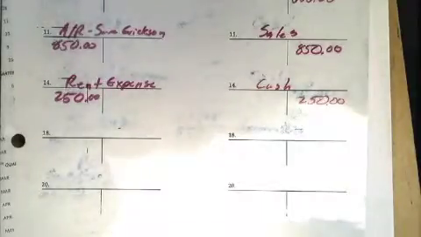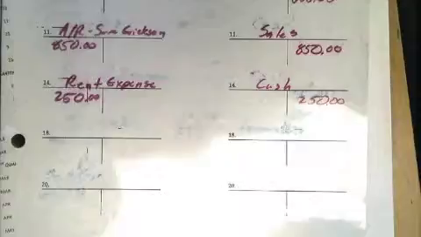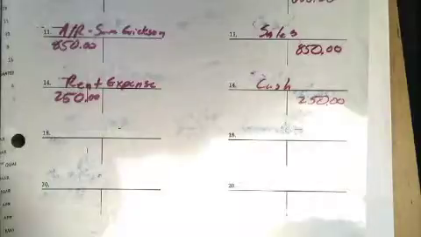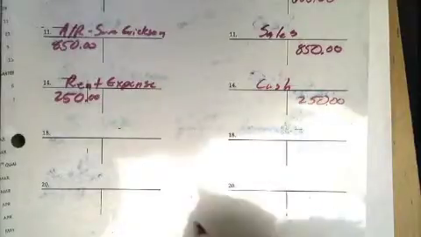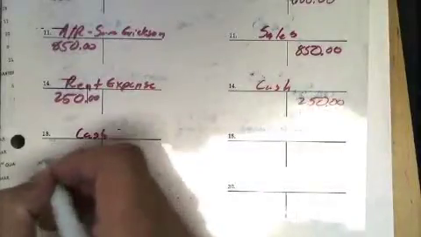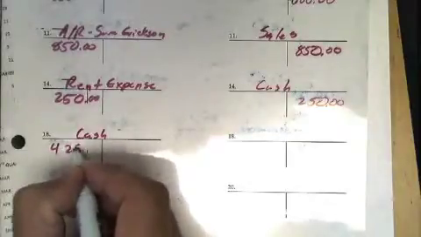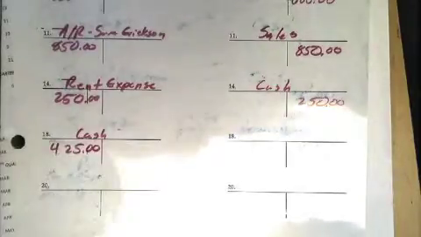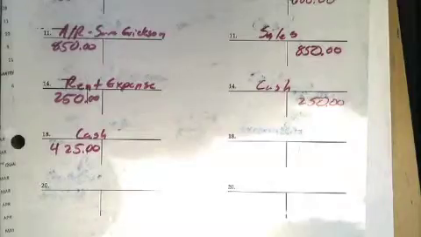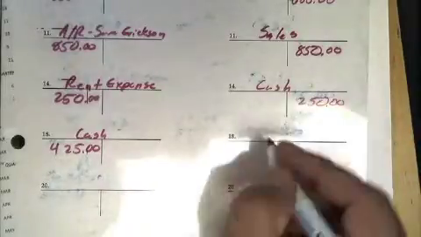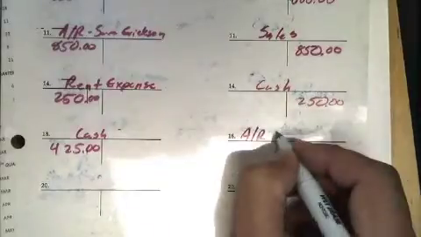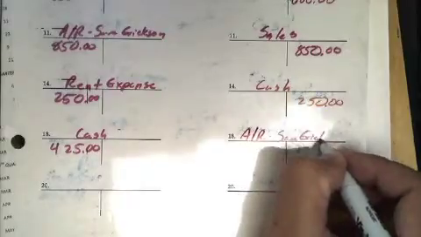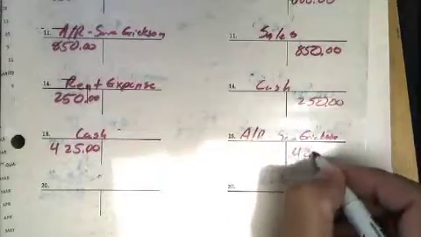All right. Received cash on account from Sam Erickson. So Sam Erickson owed $850 and she gave us $425. She gave us half of it. So we got cash. So cash is going to be debited. Notice you always put the debit first. Always put what's debited first. Accounts receivable is credited for $425.